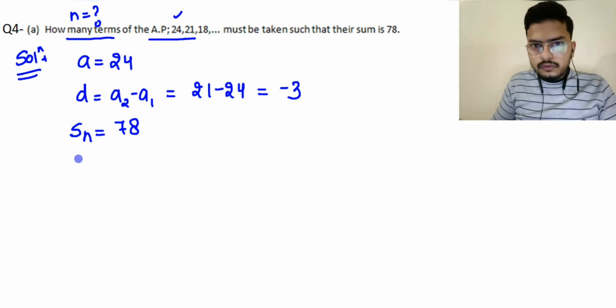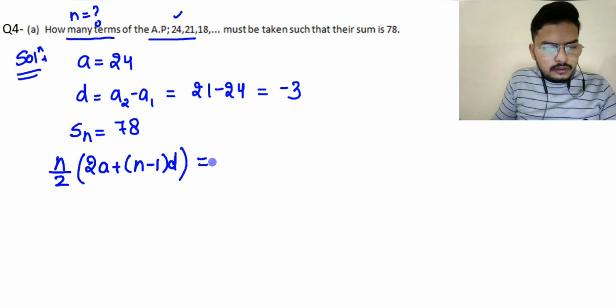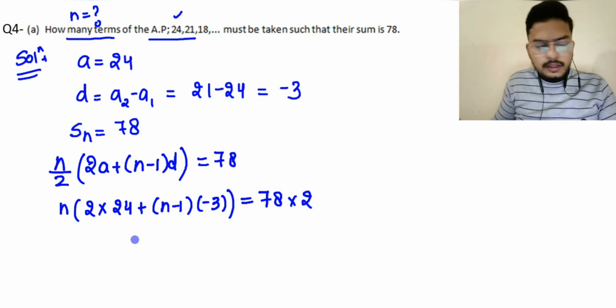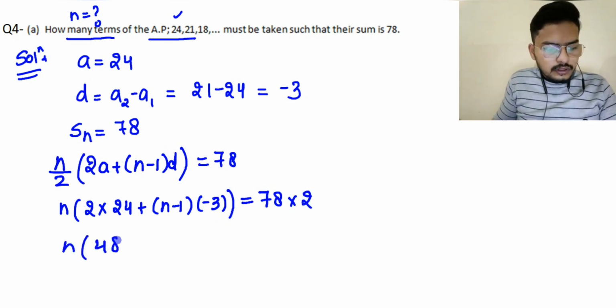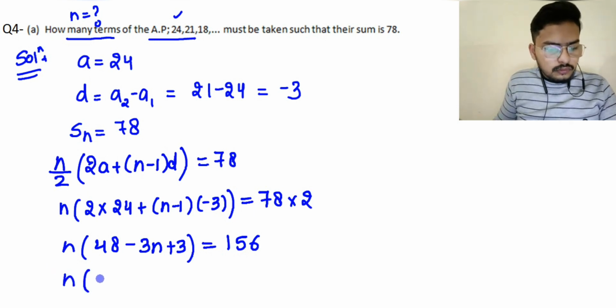The formula for the sum of n terms of AP is n upon 2 times (2a plus (n minus 1) into d), and that equals 78. Here the value of a is 24, plus (n minus 1) times the value of d, which is negative 3, equals 78 multiplied by 2. So this is exactly 48 minus 3n plus 3, and that equals 156. Again, solving a little, it is 51 minus 3n equals 156.